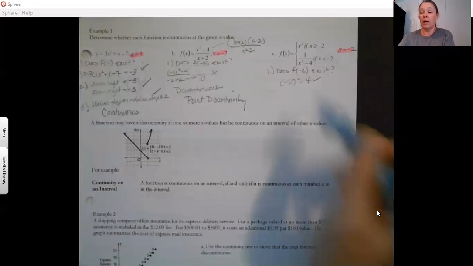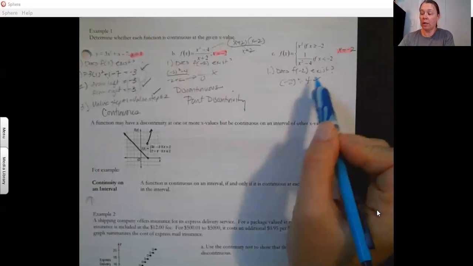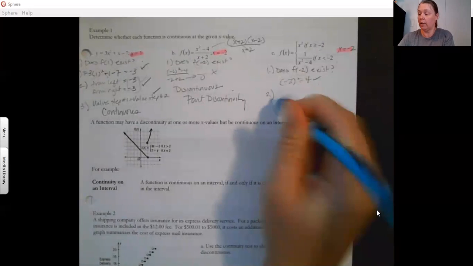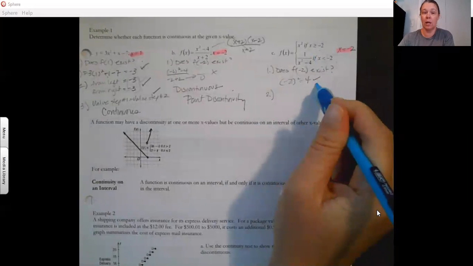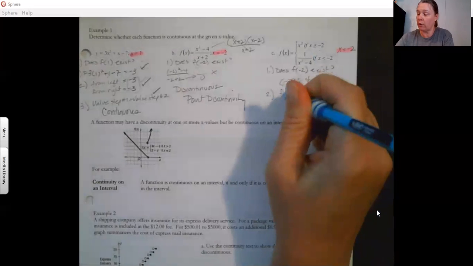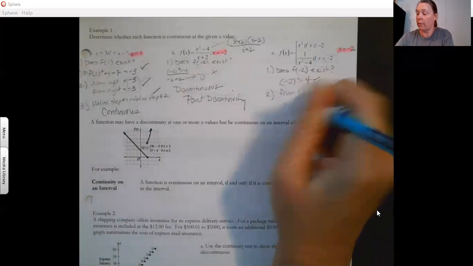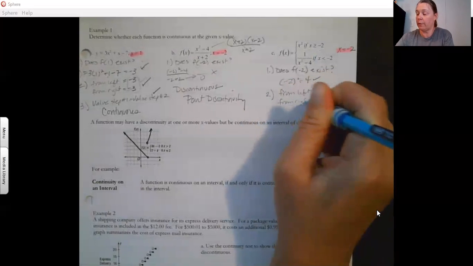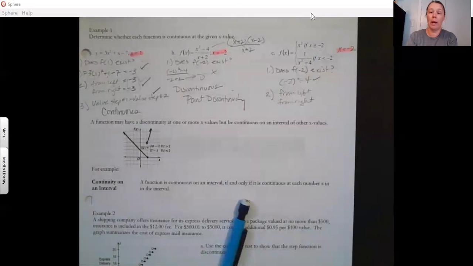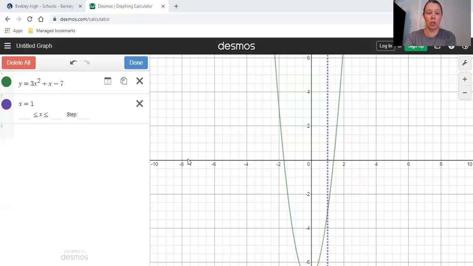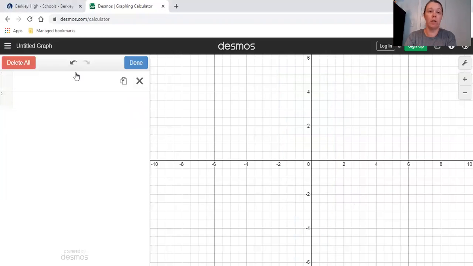Okay, so now if we look at this next one, we already did step 1 where we said, okay, yes, it exists. So now the next thing to do is look at this from the left and from the right, what's going on. Okay, I'm going to go back to Desmos and I'll show you how you can enter this in and put in those restrictions about when x is bigger than or equal to -2 and when x is less than -2.